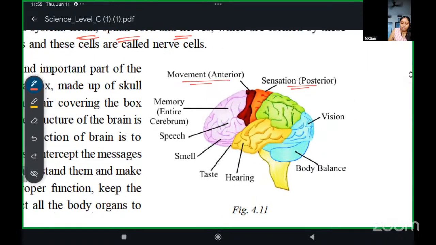Memory: this front part is known as the cerebrum. The cerebrum is responsible for memory, and also for speech, smell, taste, and hearing. Okay, different parts of the brain.